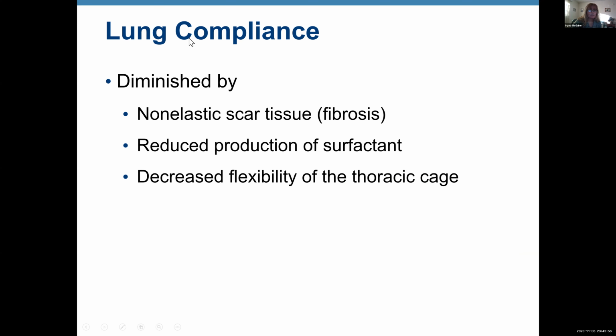So lung compliance is diminished by non-elastic scar tissue like fibrosis, and reduced production of surfactant, right? Then it will be hard to stretch them. It is also diminished by decreased flexibility of the thoracic cage. This can happen with age, right? Okay.